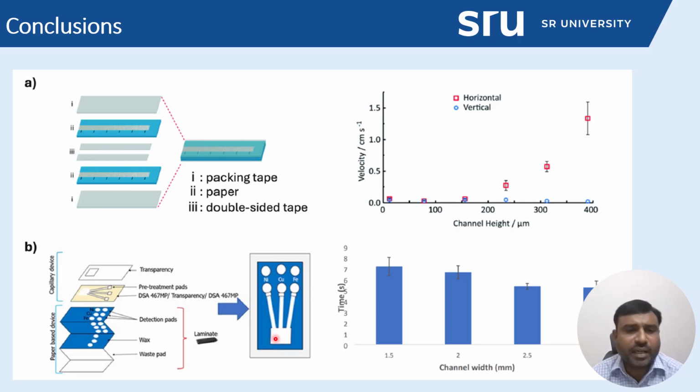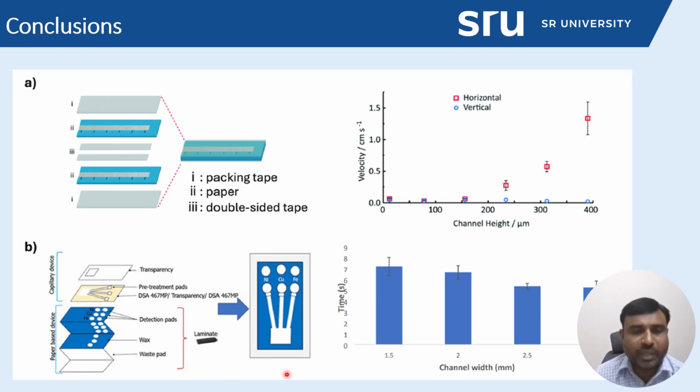For example, if we apply the same nickel here, the color does not change because this modification is different. This modification only shows color when it interacts with the iron, Fe. Similarly, this spot only shows color when it interacts with the copper. This spot only interacts with the nickel. So if the solution contains all three metals, then all three spots will change color.